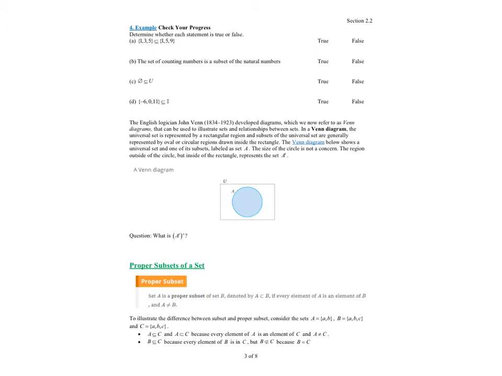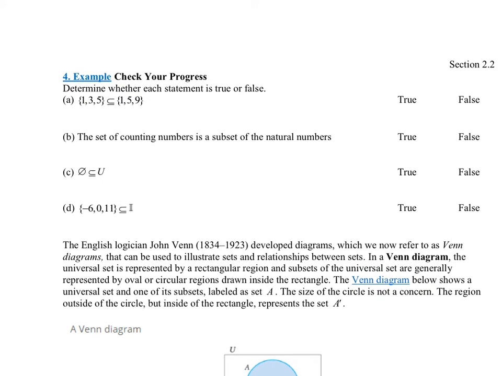Example 4 here says determine whether each statement is true or false. Again, let's look at this. The first statement is the set 1, 3, 5 is a subset of the set 1, 5, 9. Remember, subset means everything in the left is in the right. So analyze if that's a true statement. I'm seeing that that statement is false.